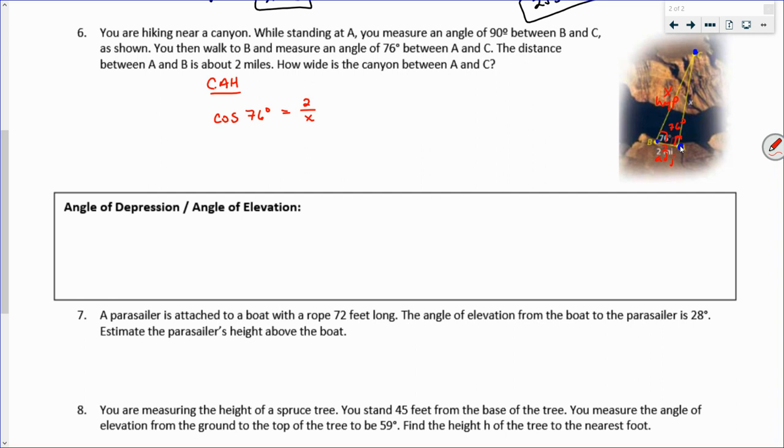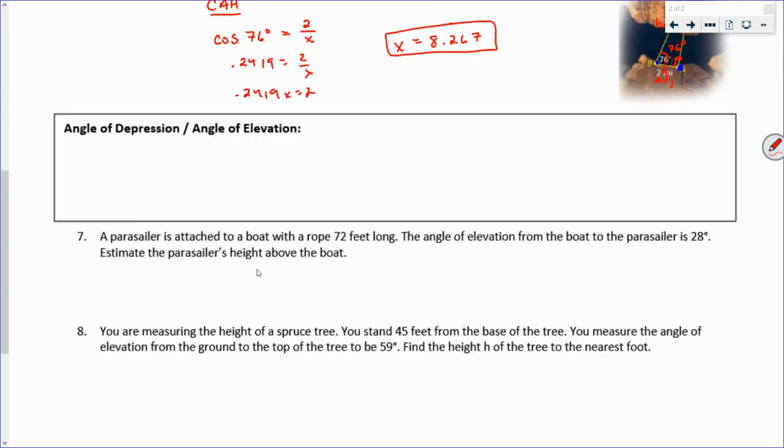Go to my calculator, do the cosine of 76, and get 0.2419, equals 2 over x. Multiply both sides by x to get it off the bottom. Do 2 divided by the decimal and get something like 8.267 miles is our distance. All right.